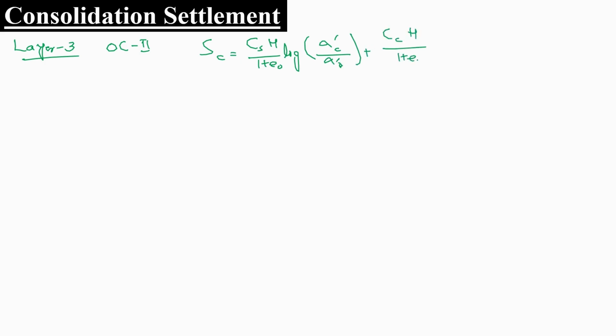Just consider the layer 3. The case is OC2, and the formula for OC2 is CSH over 1 plus E naught times log of sigma prime F over sigma prime C, plus CCH over 1 plus E naught into log of sigma prime F over sigma prime C. So just put the values.